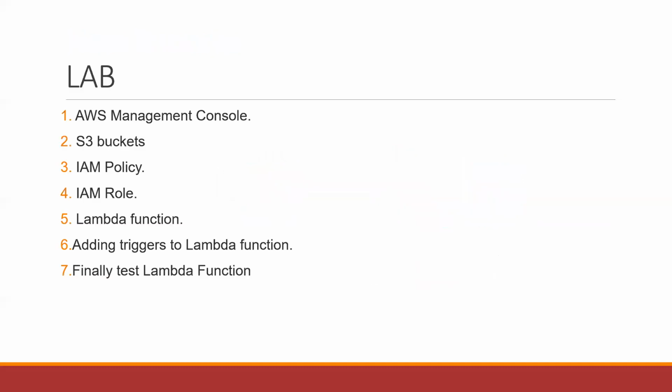So in this lab, first of all, we will go to the management console and create two buckets. One will be the source bucket and another one will be the destination bucket. Plus, we will create an IAM policy in order to give access to the buckets, and an IAM role in order to execute our Lambda function. We will also see how to create a Lambda function and how to add a trigger to it, like when we upload the image to the S3 bucket, how the Lambda function will get triggered. Finally, we will test our Lambda function in the end. So let's move on to the lab.